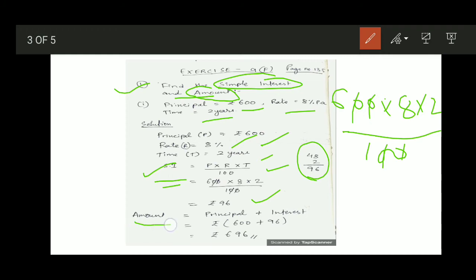Now what will be the amount? Amount formula is principal plus interest. What is the principal? Principal was 600, and what is the interest? You got 96. So 600 plus 96 will be 696. So this way this sum is done. I will be giving you some questions from question 1. Do it in your copy. And let us move on to the next question.